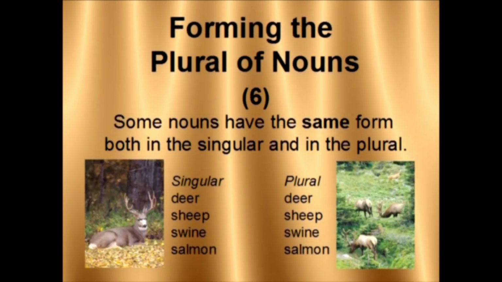Number 6. Some nouns have the same form both in the singular and in the plural. Examples. For singular, deer. For plural, deer. Sheep, sheep. Swine, swine. Salmon, salmon.